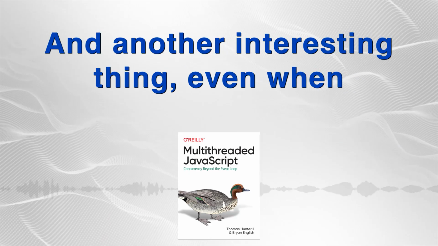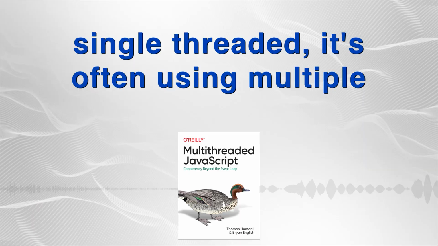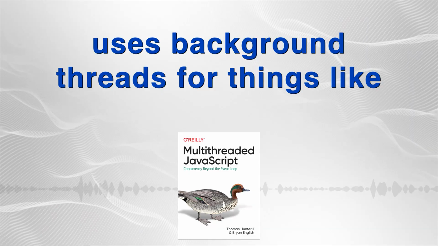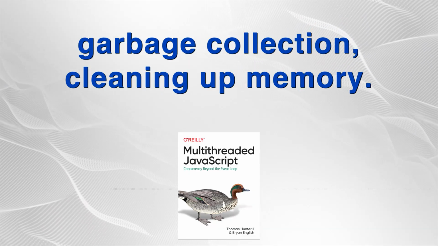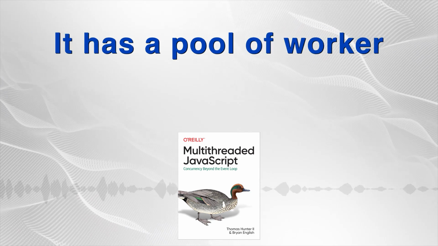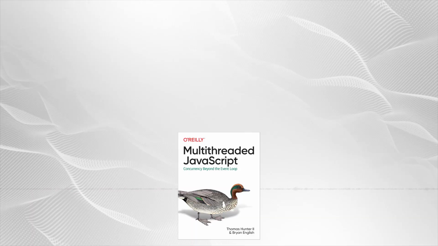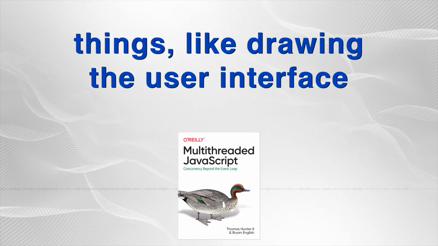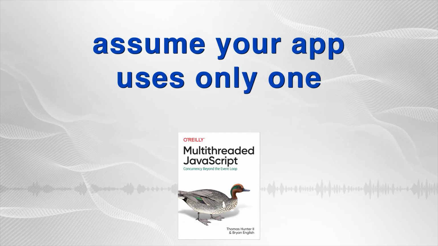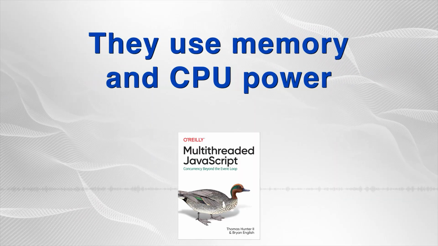That's right. And another interesting thing, even when you think your JavaScript program is single-threaded, it's often using multiple threads already. How so? Well, the V8 engine, for example, uses background threads for things like garbage collection, cleaning up memory. And Node.js uses a library called Libuv. It has a pool of worker threads, usually 4 by default, for slow tasks like reading files from disk. Browsers also use threads for many things, like drawing the user interface you see on the screen. So the lesson here is, don't assume your app uses only one thread. These background threads are always there. They use memory and CPU power too.